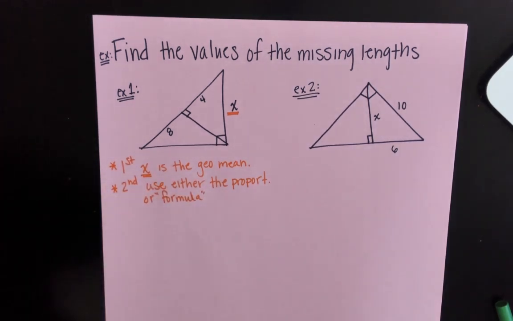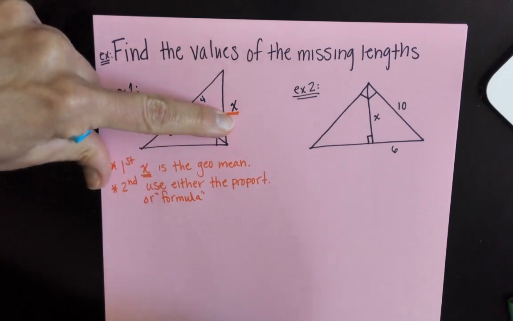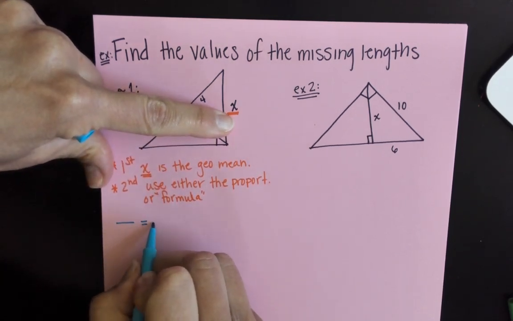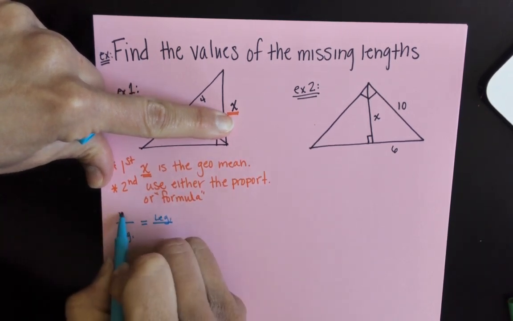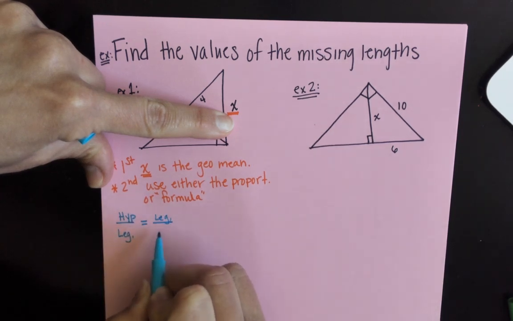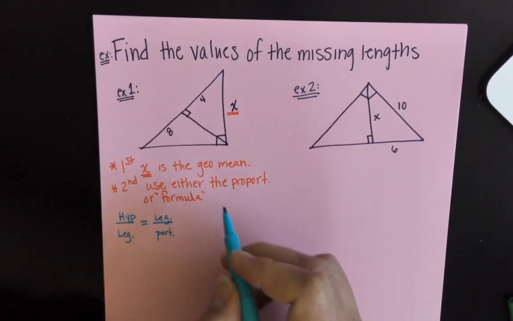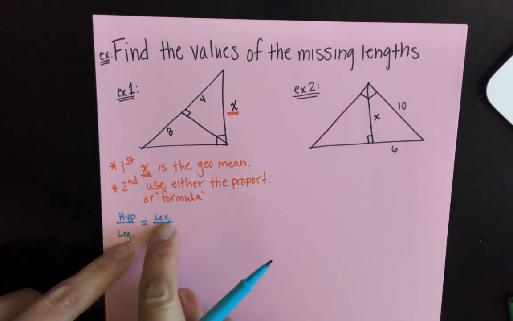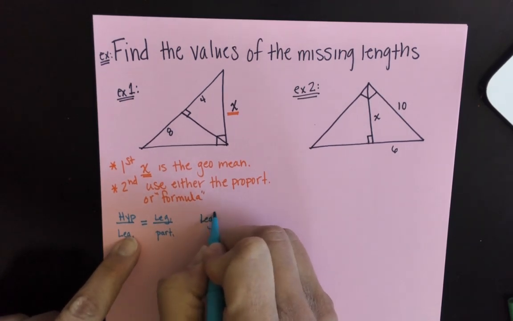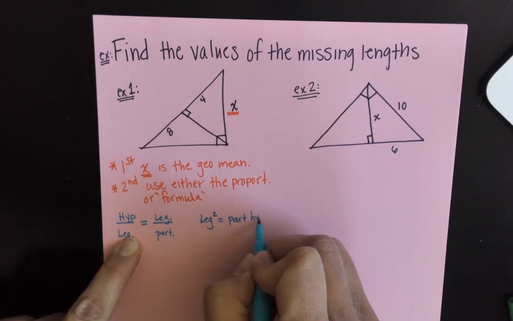All right, so you either decide to use your proportion or the formula. Either way, what we have to remember is that we're dealing with the leg. So if we use our proportion, we can call it leg 1, but it's supposed to be with our hypotenuse and its adjacent part. If we use our formula, we know that it's supposed to, again, be the leg squared equals the adjacent part times the hypotenuse.